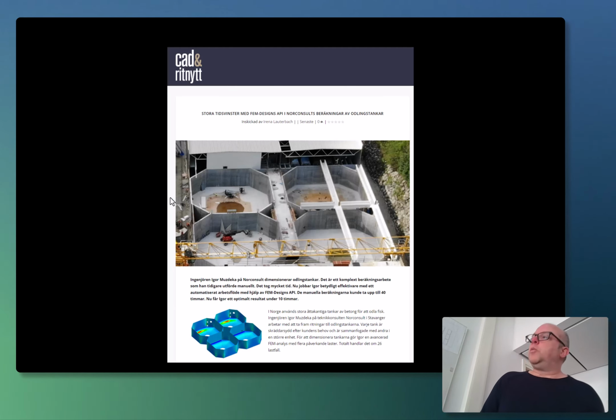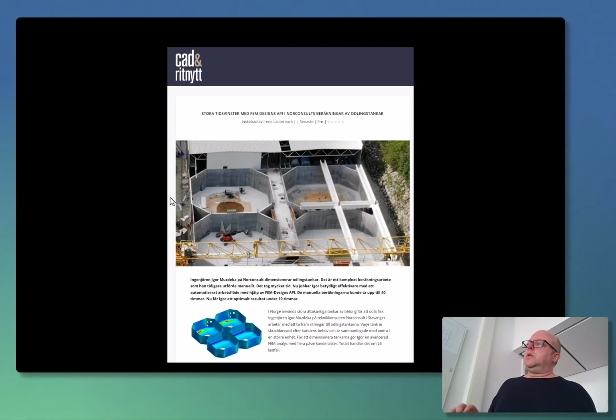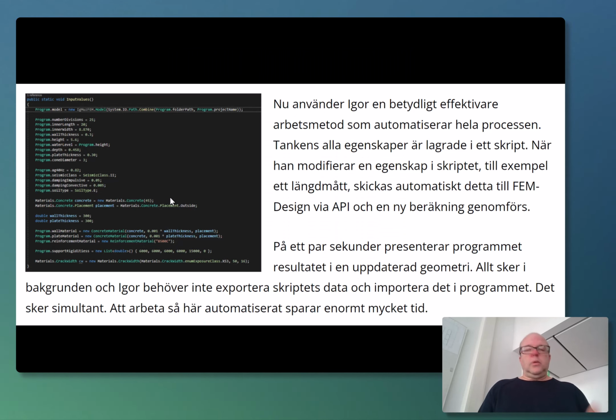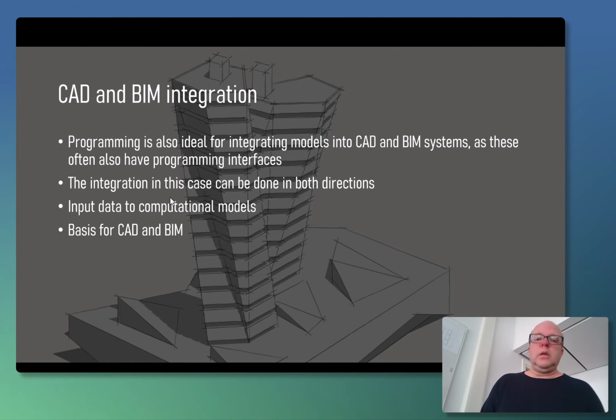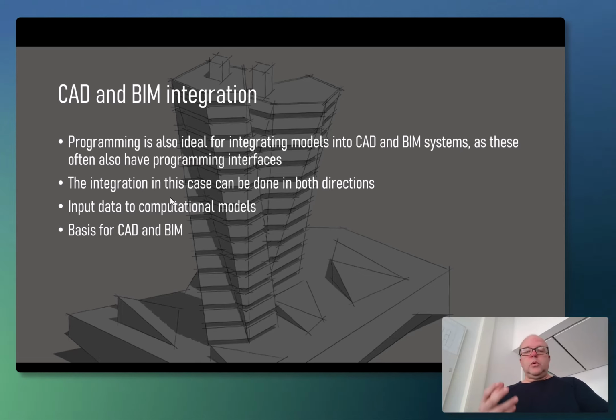And here are some other examples of real-world things where they use the APIs to actually optimize these silos. So the geometry here is optimized by running Python scripts to generate the geometry that you see here. You can read this later. Also, you can integrate with CAD and BIM systems, because all of them have APIs that you can integrate to create data, create volumes.